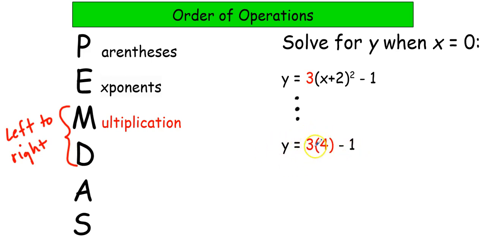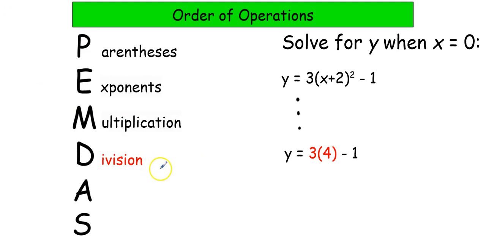I go through here. I only see one multiplication. Remember, there's an assumed multiplication sign there. So I'm just going to simplify that. So I multiply these two things. I've got y equals 3 times 4, which I know is 12, minus 1. That's a simplified version. And then I'm looking for any more division as I go left and right, and I don't see any. But if we did have any, that's what we would look for, is division next.